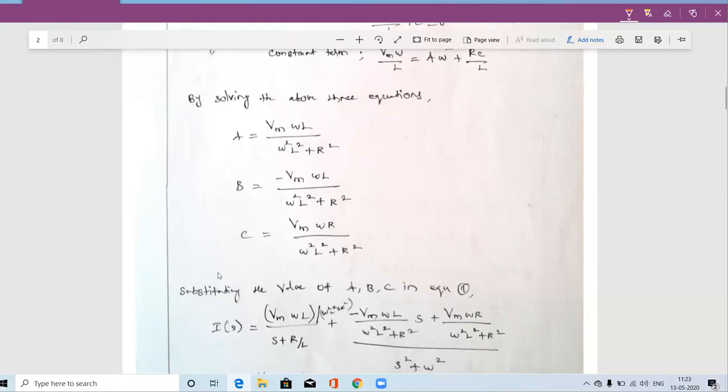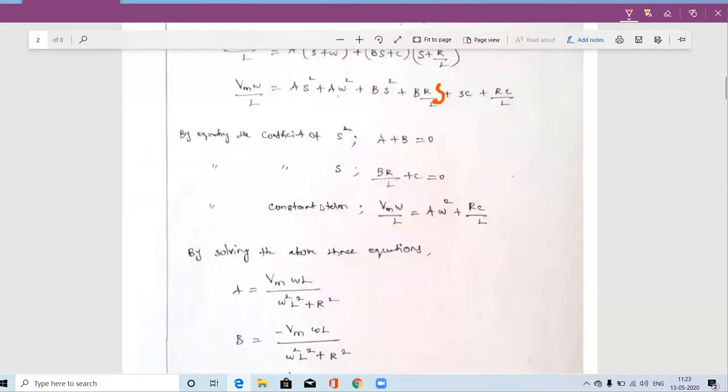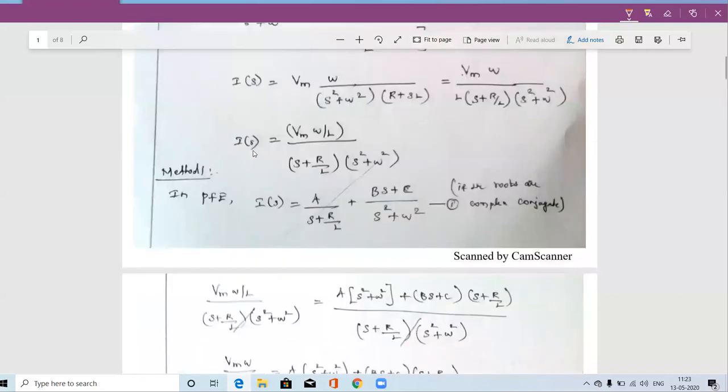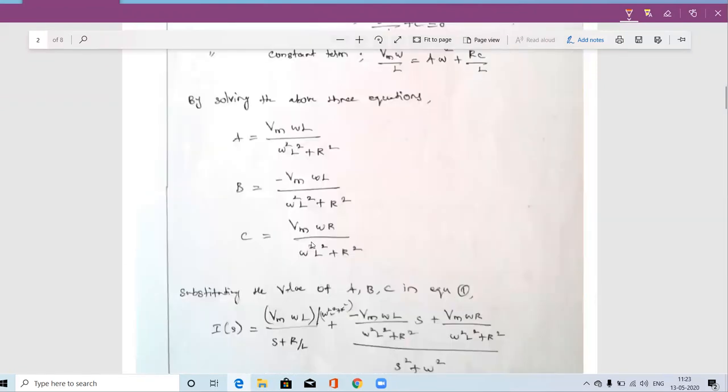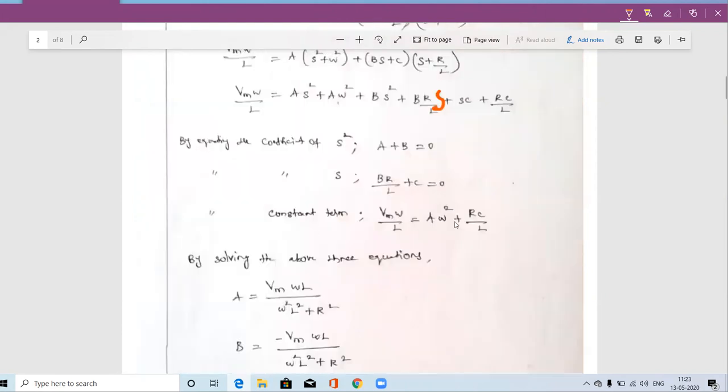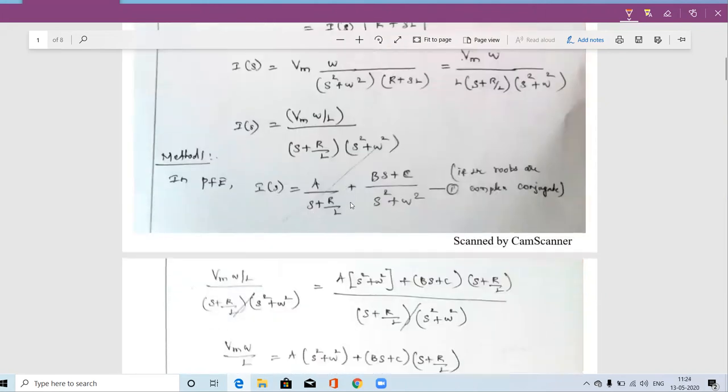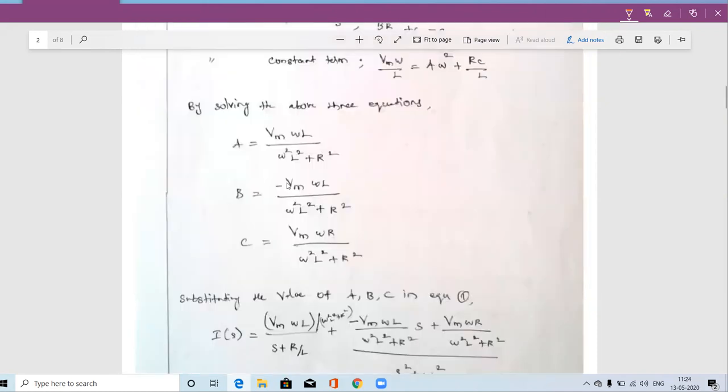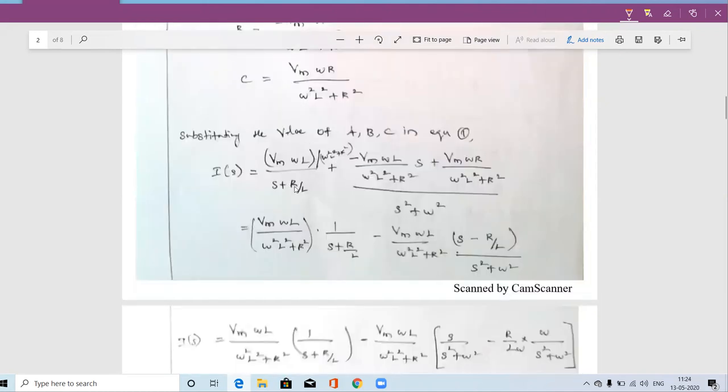So we calculated and substituting, what is the next step? In the partial fraction method we are splitting the I of s like this. So this equation we are considering as equation 1. In this we calculated the value of A, B, C. So we have to substitute the values of A, B, C in equation number 1. So I of s can be written as A value divided by s plus R by L, then plus B into s, plus C divided by s squared plus omega squared, correct? So you just split this.